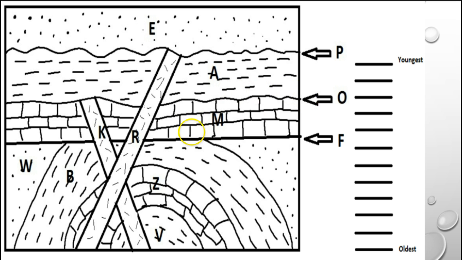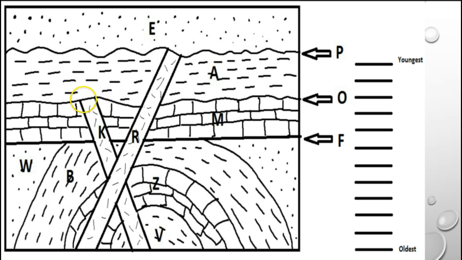On top of F, we have our limestone, M, that's being deposited. And this limestone M is actually being crossed by K. K is also crossing the units V, Z, B, and W. Therefore, K has to be younger than these units, because it's cross-cutting. So we'd follow this with K.